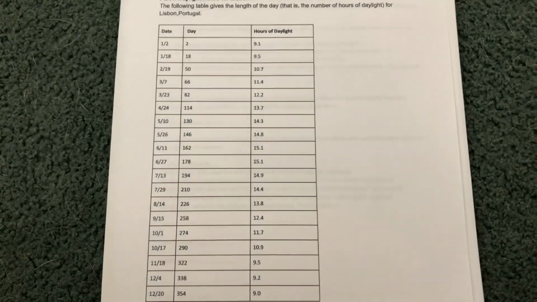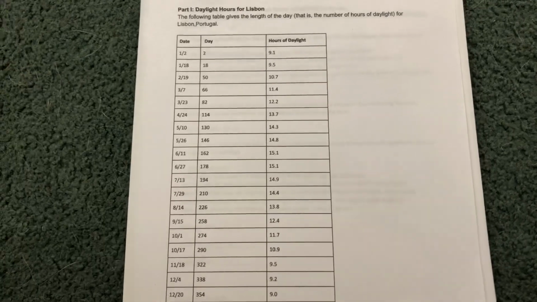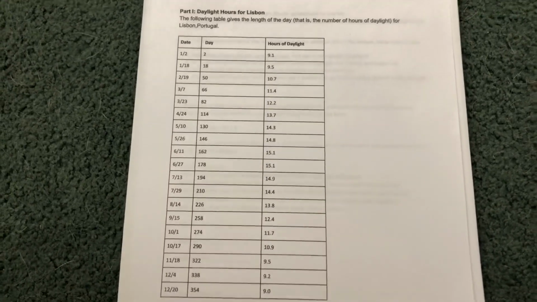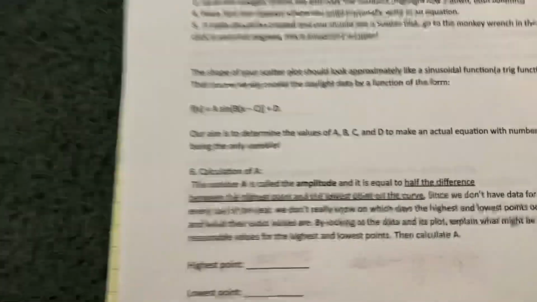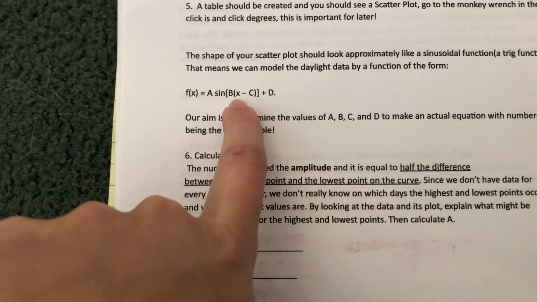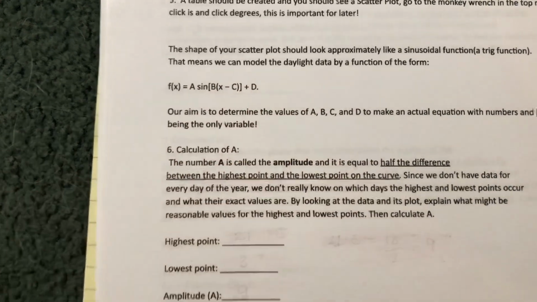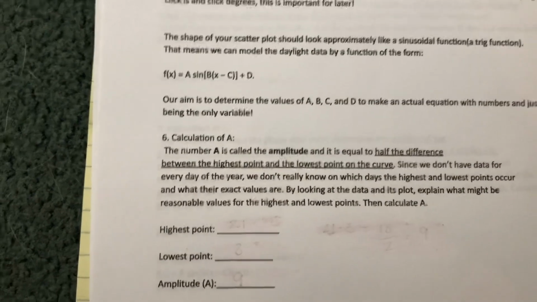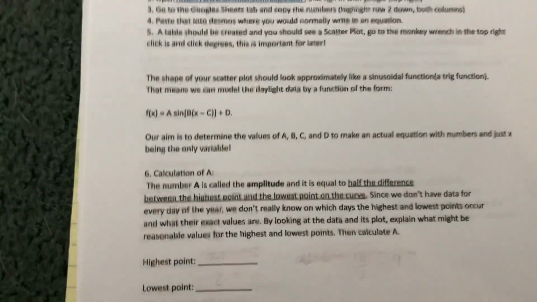So we're going to model this data for daylight hours in Lisbon for day one, and then you're going to model some other periodic functions for the next ones. The idea is we're going to take all this data and put it to a sine function. Normally we're used to just seeing sine x, but now we're going to add numbers all around to add transformations onto the basic sine function so it actually fits our data in real life. And we're going to use some technology to do this.